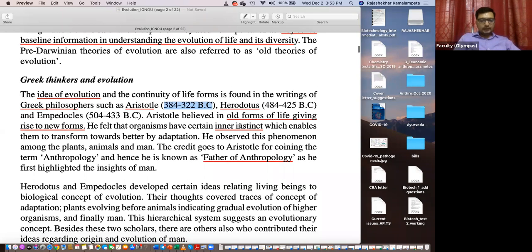So Aristotle believed that old forms of life give rise to new forms. He said there is a connection. Old ones are giving rise to the new ones, so there is change happening. He was recognizing that change was happening in them. And he felt that organisms have a certain inner instinct, something happening in their inner consciousness, which enables them to transform towards better. So they were changing, they were adapting, they were becoming better. This is the idea that Aristotle had, which, to a certain extent, holds true even today, right? And interestingly, the olden idea that we are seeing here was more logical than the ideas that we see next.